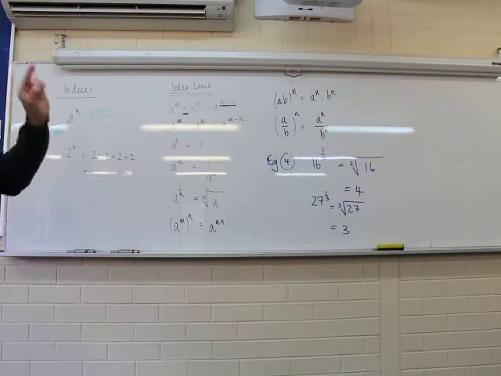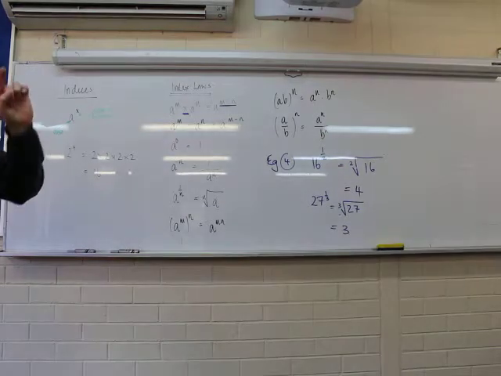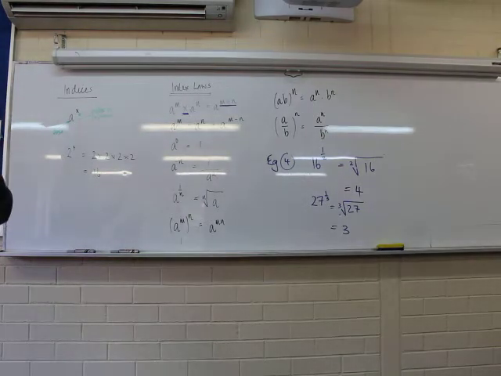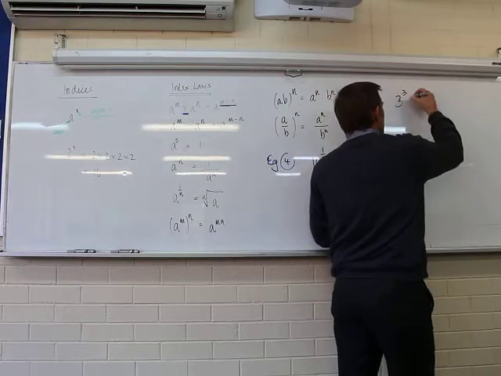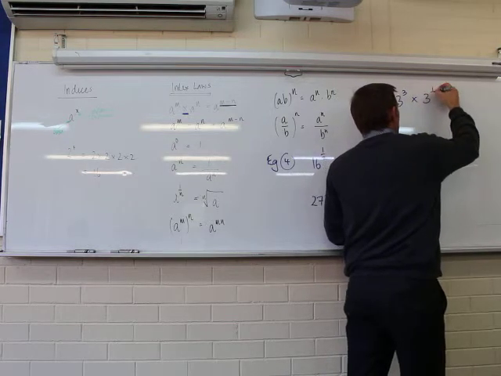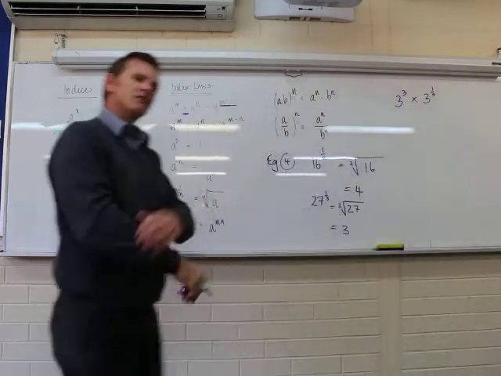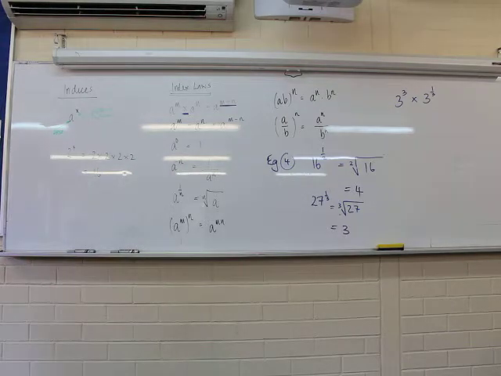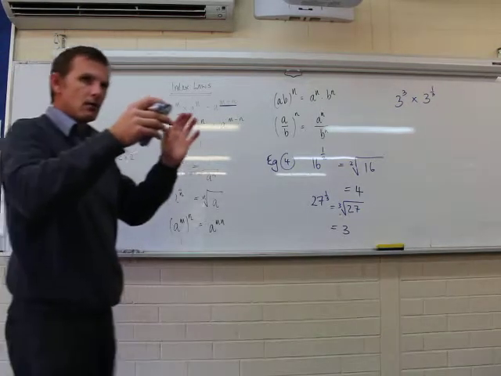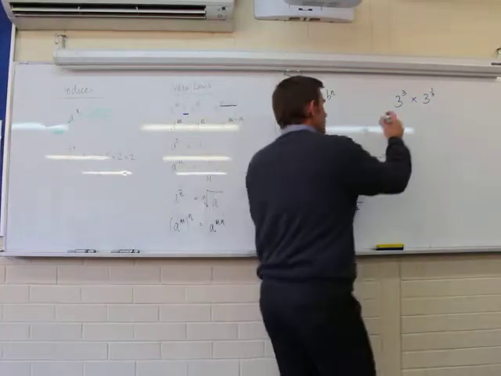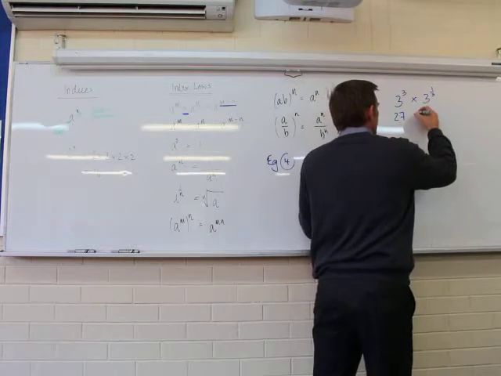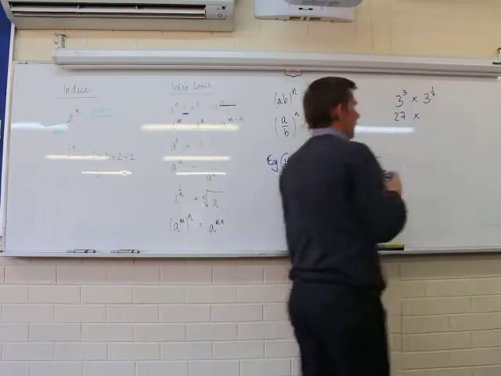If I do 3 cubed multiplied by 3 to the 1/3. Alright, think about this. If I go 3 cubed multiplied by 3 to the 1/3, what's that going to equal? 1. Good. Now 3 to the power of 3, what's that? 27. Right? What is 3 to the 1/3?